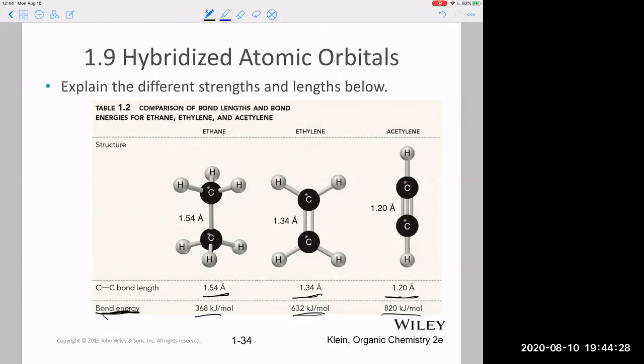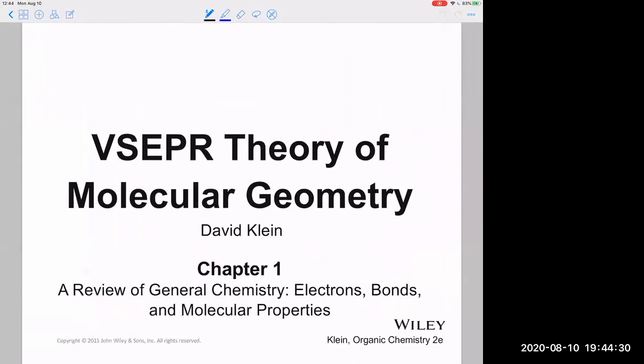And now moving on, we'll go to VSEPR theory, and now we'll really see what the consequence of these hybridized atomic orbitals are. But first, make sure that you understand how to determine hybridization before moving forward.